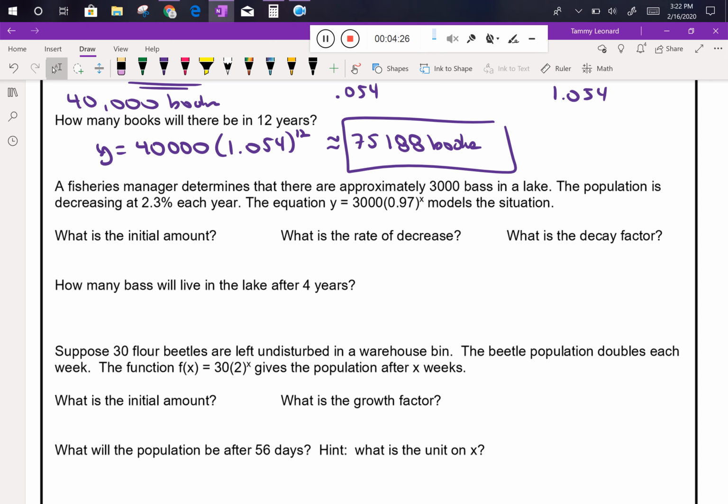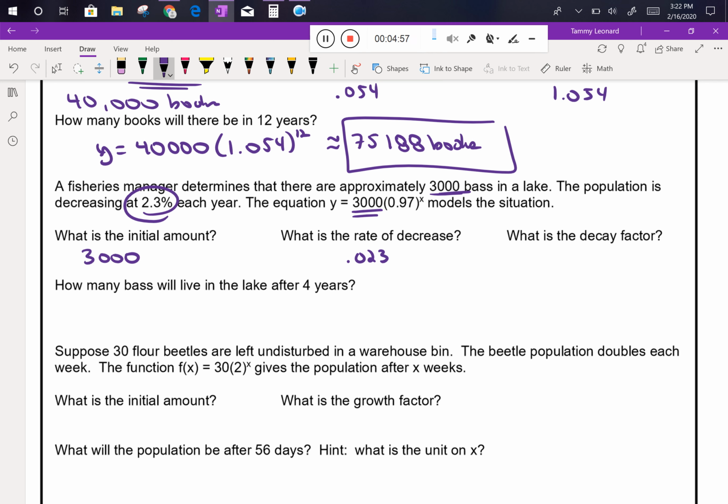The equation 3,000 times 0.97^x models the situation. We're first asked to look at the pieces of this problem. So the initial amount is the 3,000 bass that are in the lake when the model is formed. Now the rate of decrease, we're going down at 2.3% per year. As a decimal, that's 0.023.